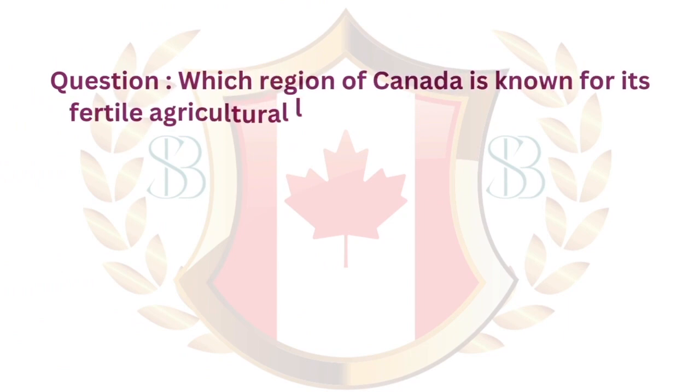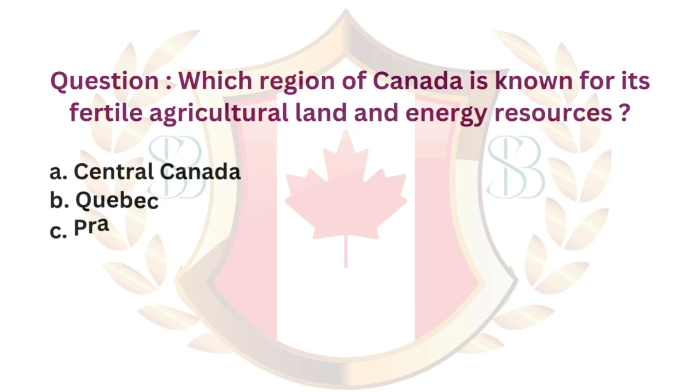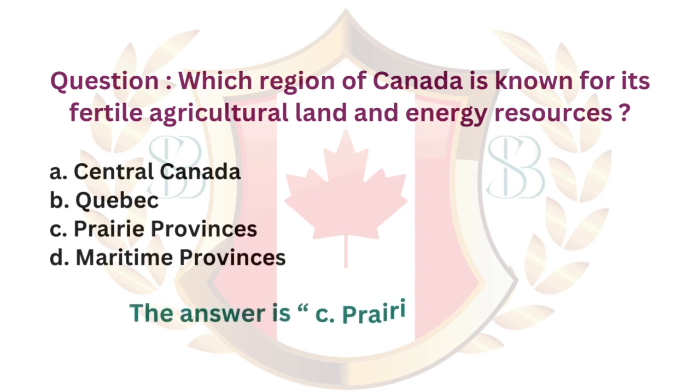Question. Which region of Canada is known for its fertile agricultural land and energy resources? A. Central Canada. B. Quebec. C. Prairie provinces. D. Maritime provinces. The answer is C. Prairie provinces.